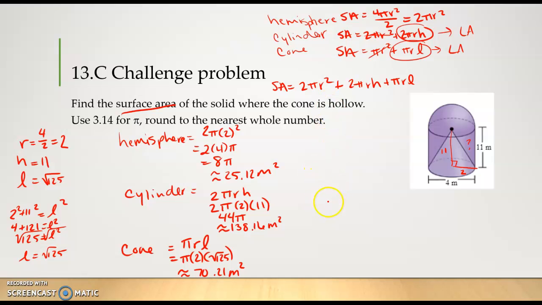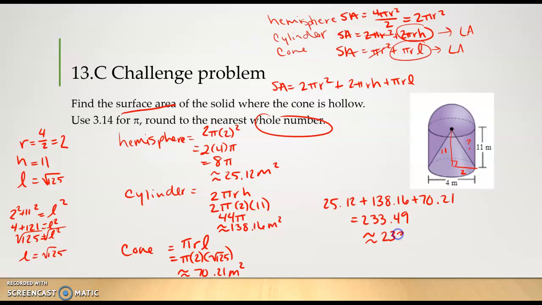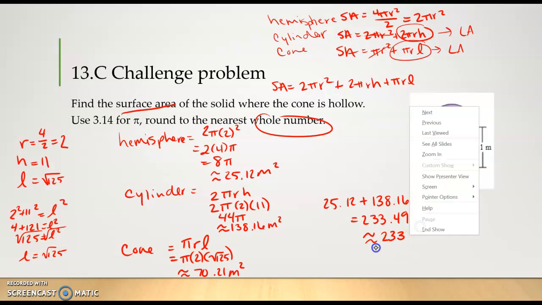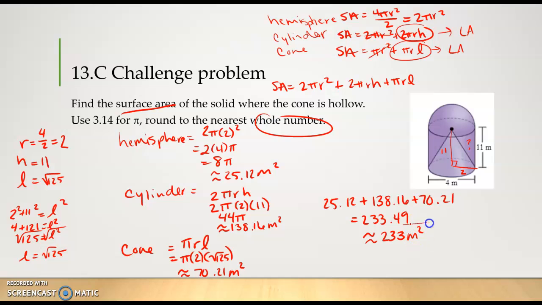All right, so from here, we're just going to take 25.12 plus 138.16 plus 70.21, and when we add those all up, we get 233.49. It wants us to round to the nearest whole number. I look at the 4, which does not round the 3 up, so 233 meters squared. And so then that is our final answer.